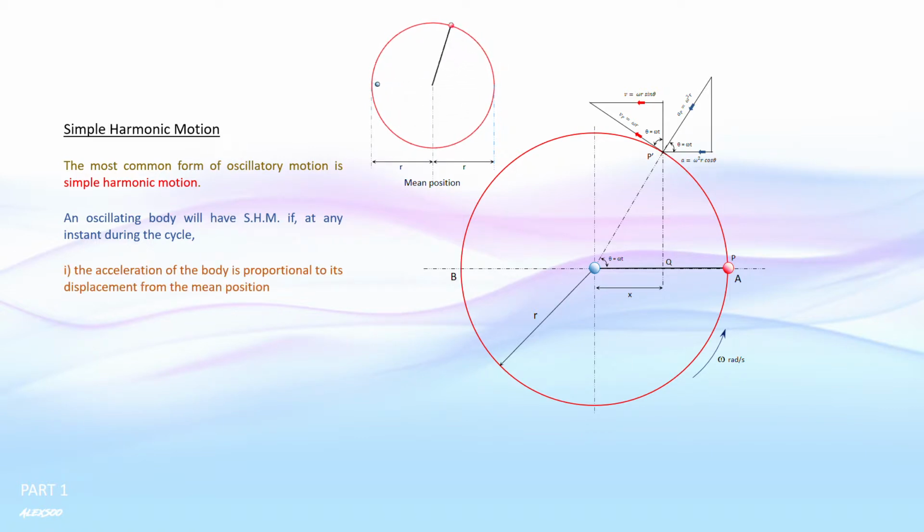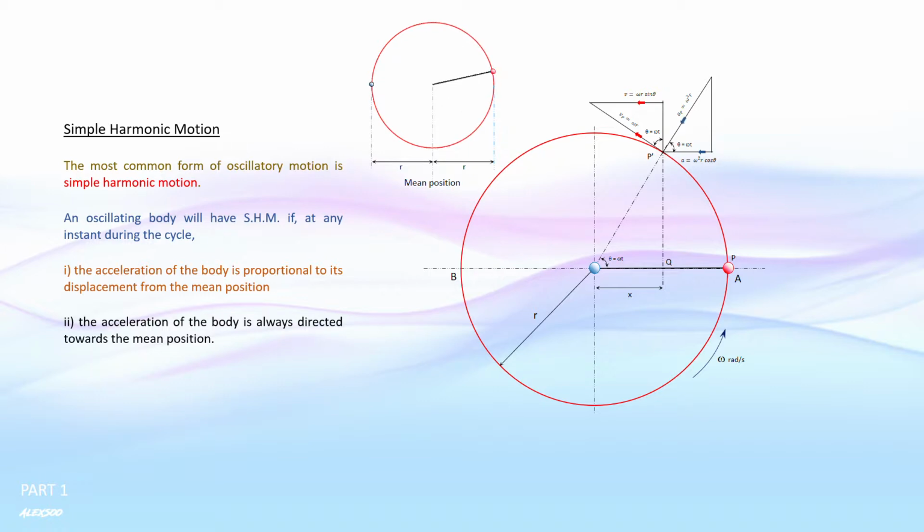One, the acceleration of the body is proportional to its displacement from the mean position. So the acceleration will be maximum when the displacement is maximum. The acceleration will be zero when the displacement is zero. That is the first point here. It means that when the displacement increases, the acceleration will increase. When the displacement decreases, the acceleration also will decrease.